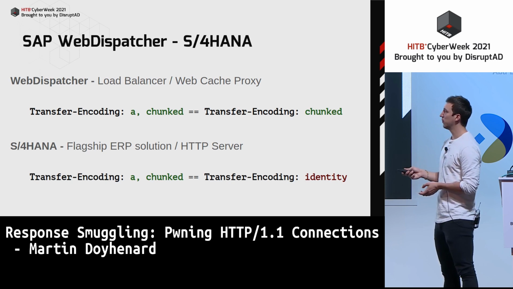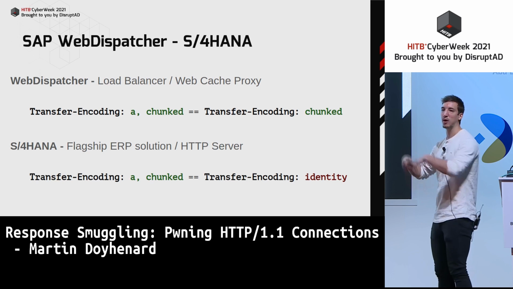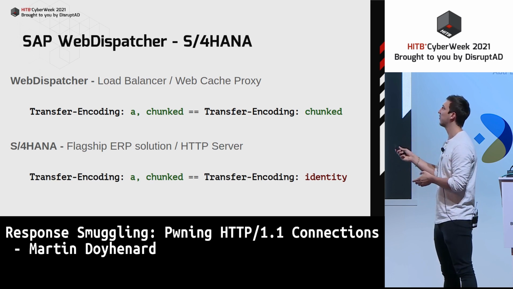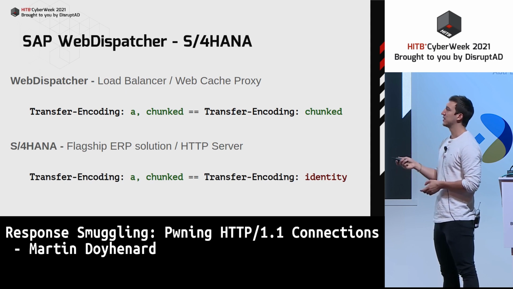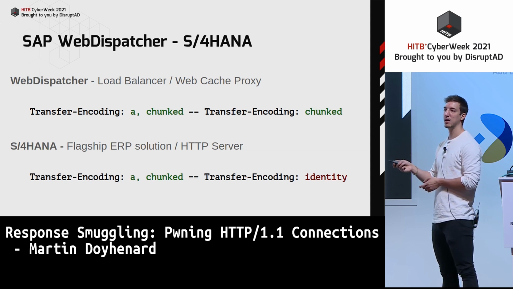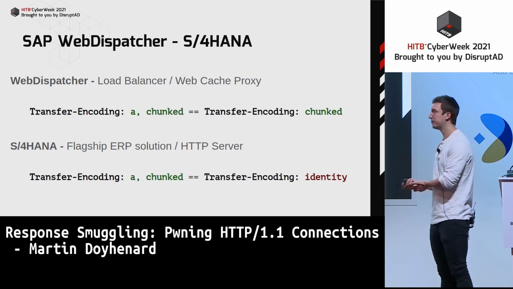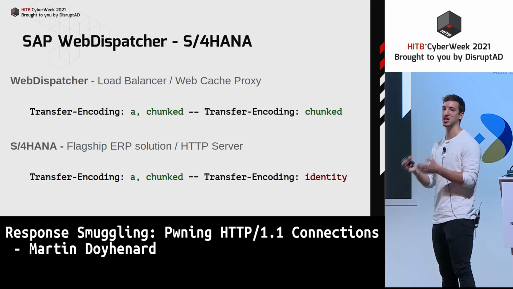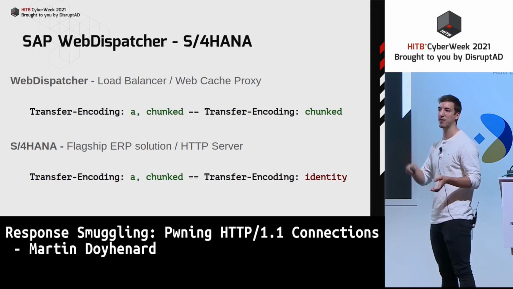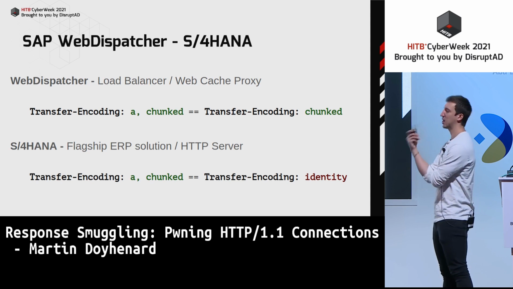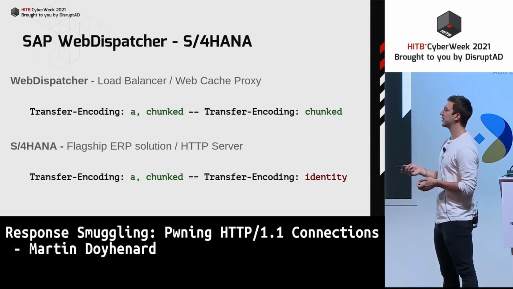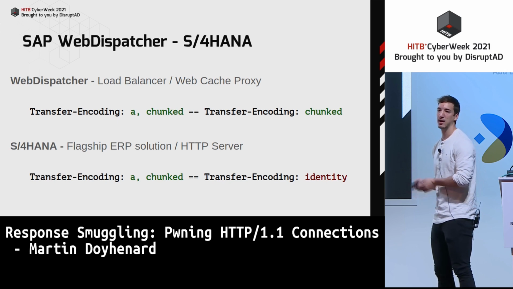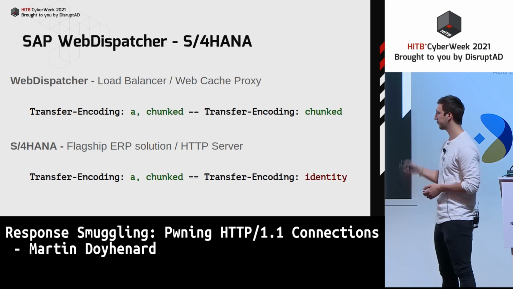But this is not true, or it will not convert it, it will not forward it like this, but it will consider that the transfer encoding is chunked. But the backend, which is an SAP S/4HANA, the new flagship ERP solution of SAP, is an HTTP server. This also works for other SAP HTTP server versions. In this case, the transfer encoding will not be converted to chunked, but instead it will be considered to be identity, which is the same as saying, hey, let's only use the content length.